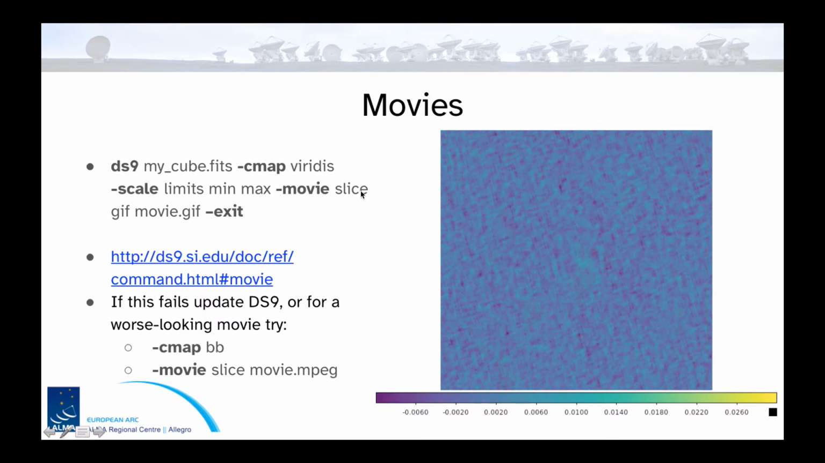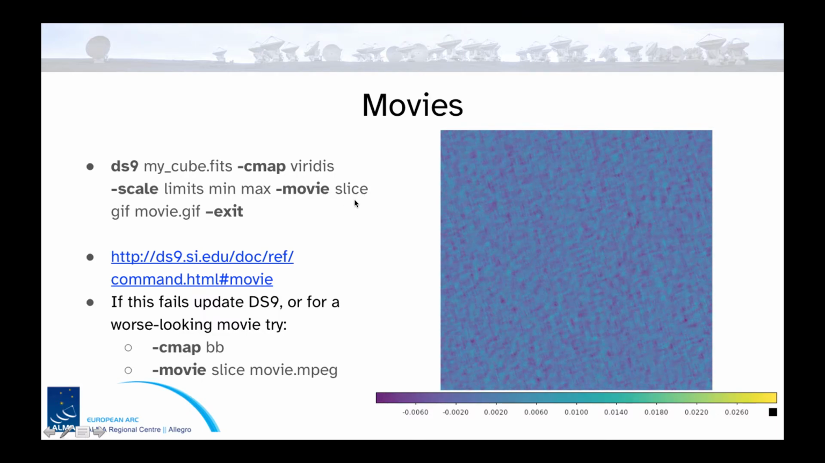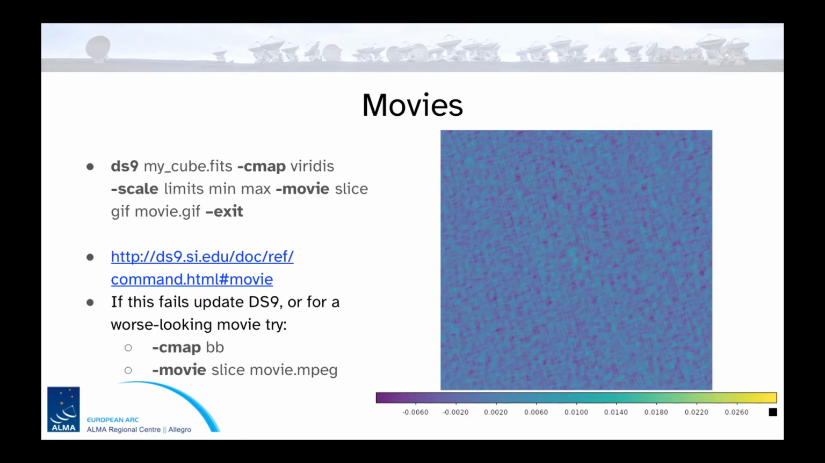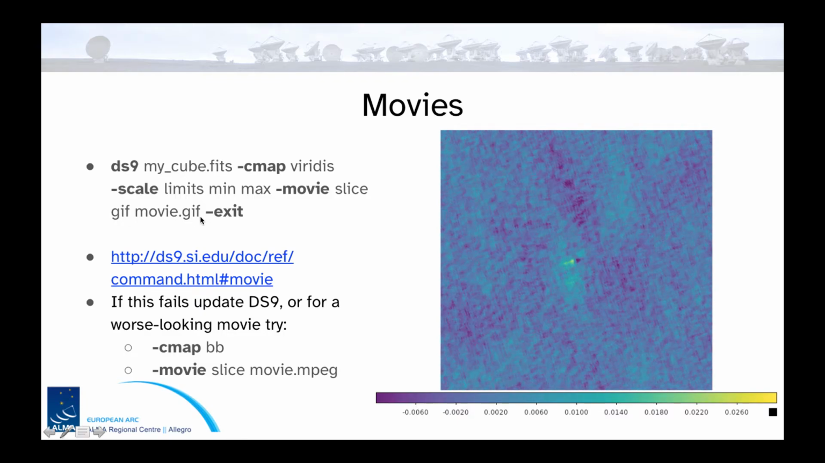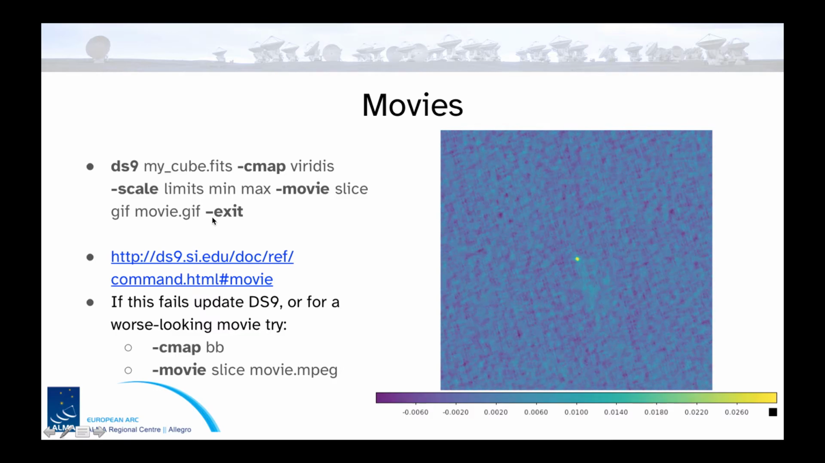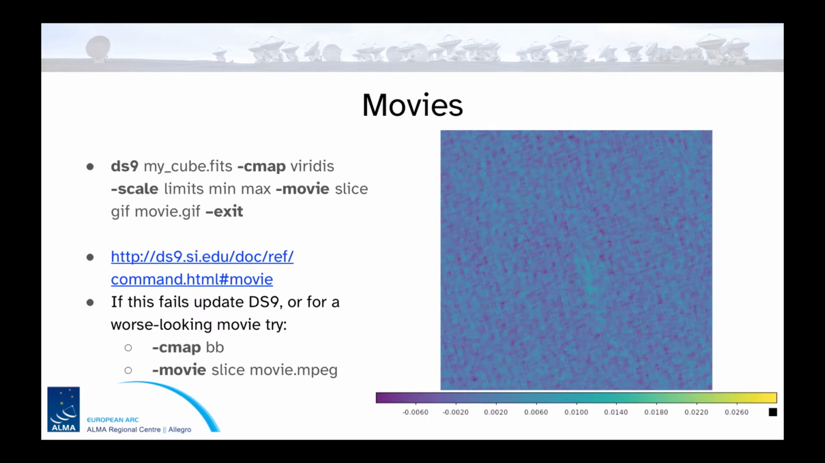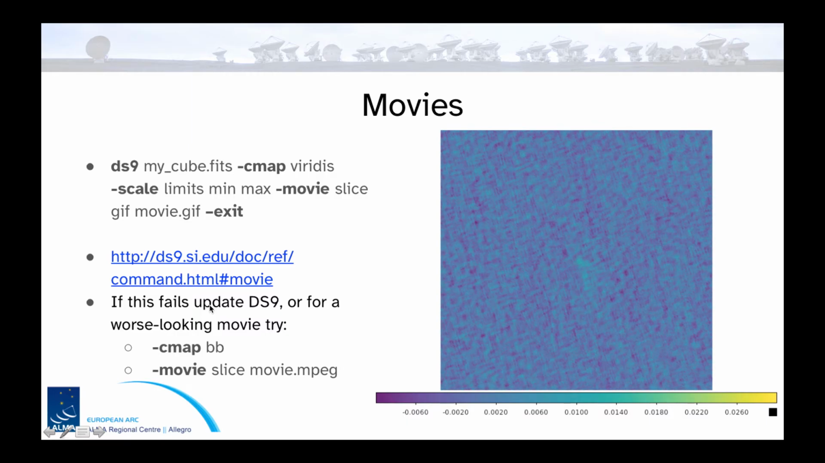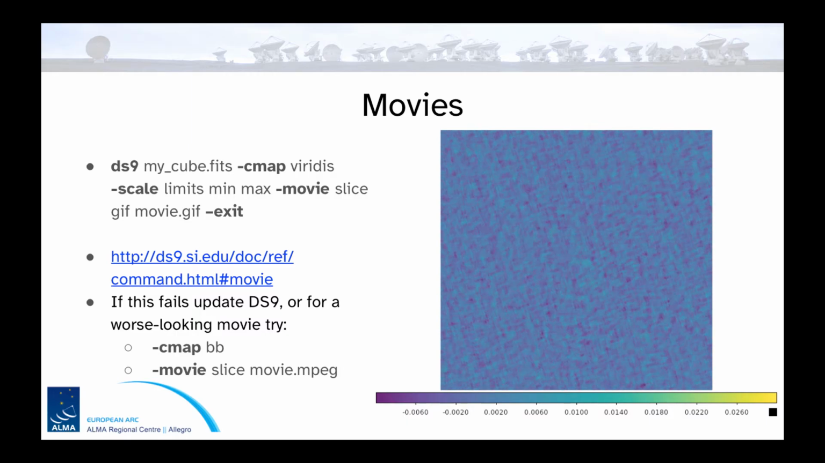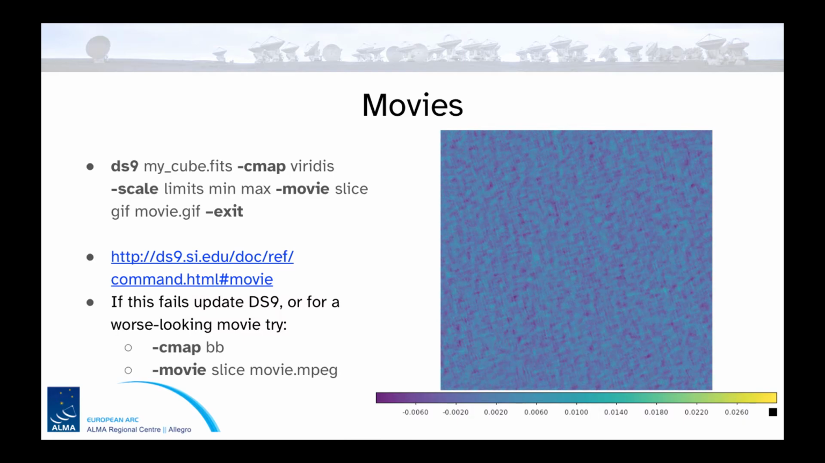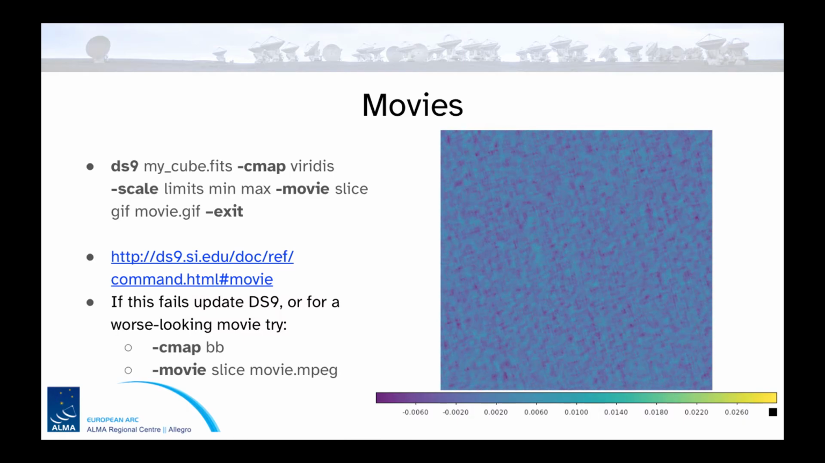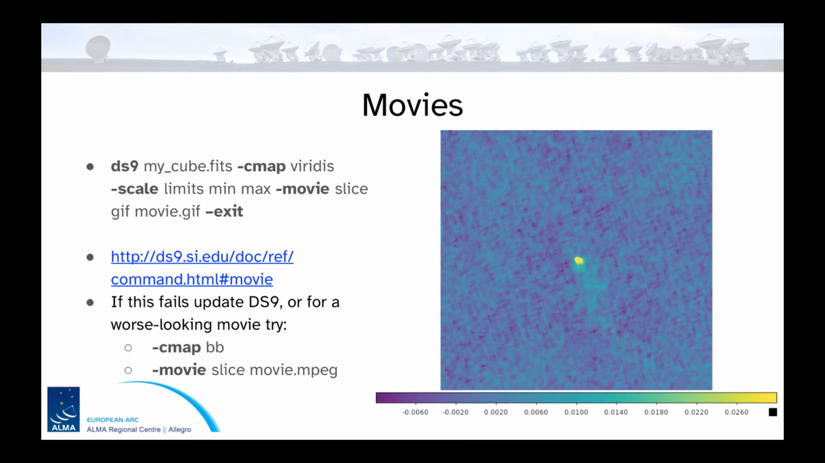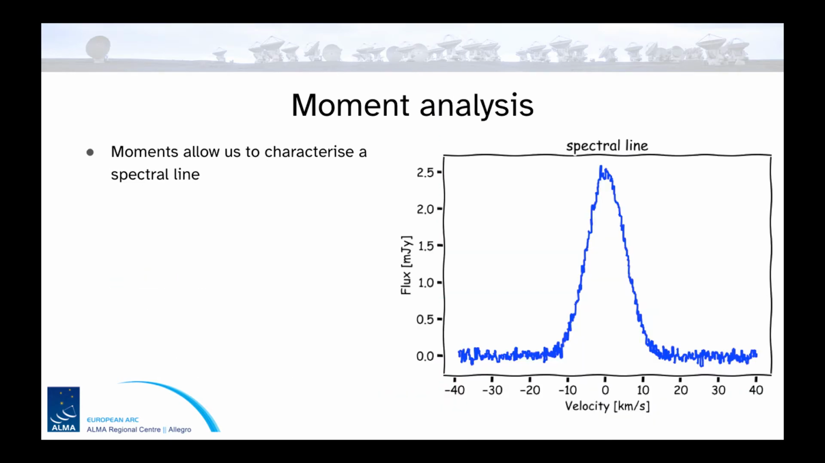Now we give it the movie command. Slice is how DS9 refers to these channels, so you're just going through all the slices of channels, and then you want to save it as a GIF, as a GIF is higher quality than the alternative MPEG format. If this fails, you'll need to update DS9, as these options are only available in the latest versions of DS9, or if you're willing to have a worse looking map, you can try an older color map, for example BB, and use the MPEG format.